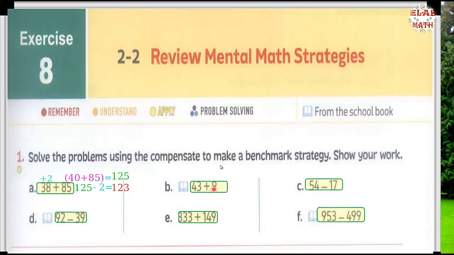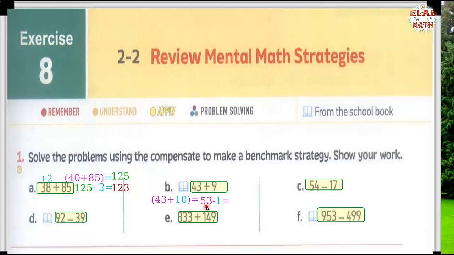Take a number and add to it. We have 9 here, so we can add 1 to 9 to make 10. Here I have 43 plus 9. After that, make the addition: 43 plus 10 instead of 9. We wrote 10 instead of 9. Equals what? 3 plus 0 is 3, 4 plus 1 equals 5. That means the answer is 53.